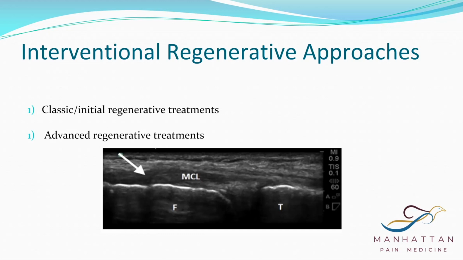Oftentimes, prolotherapy will do an injection every other week for 2 to 4 sessions, kind of piggybacking on that inflammatory response. But if the patient is still having a lot of inflammation, then we can wait on that for a little bit longer.